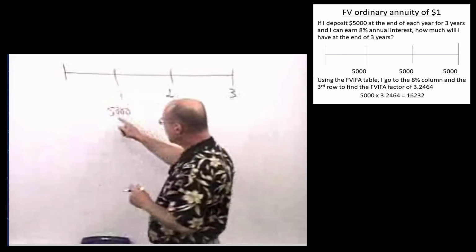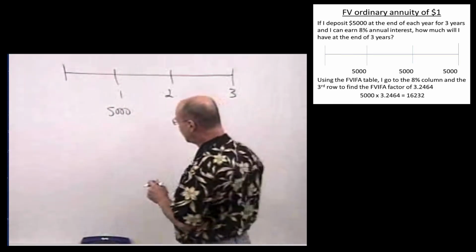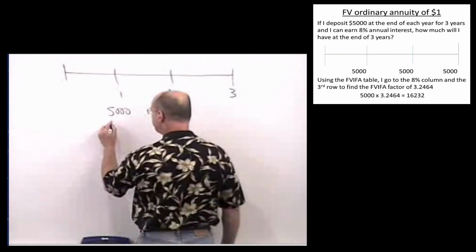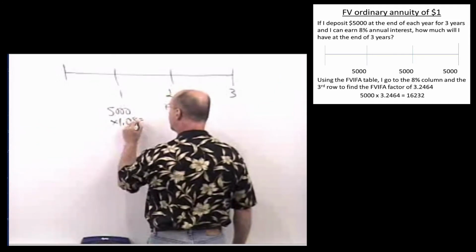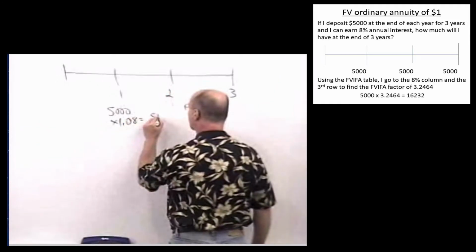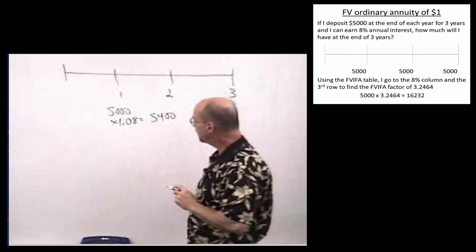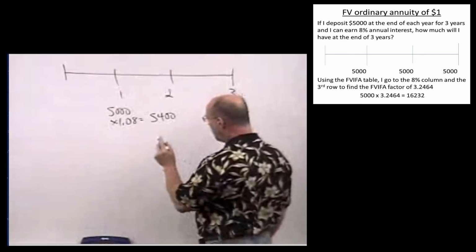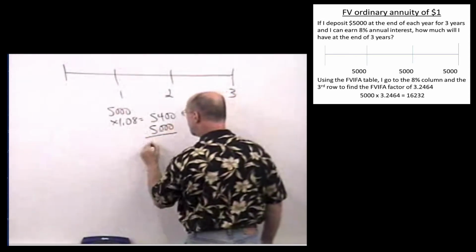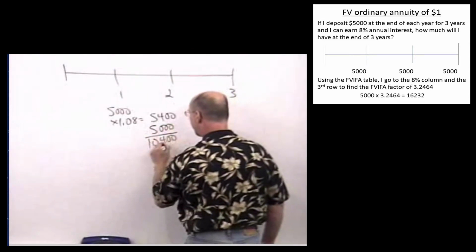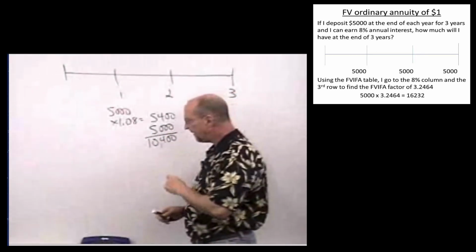All right, so at the end of the first year, I deposit $5,000 and I can earn 8%. If I multiply 5,000 times 1.08, I will have $5,400 at the end of year 2, excuse me. Now I'm going to make that second $5,000 deposit. Remember, this is an annuity. Okay? So at the end of year 2, beginning of year 3, I now have $10,400.